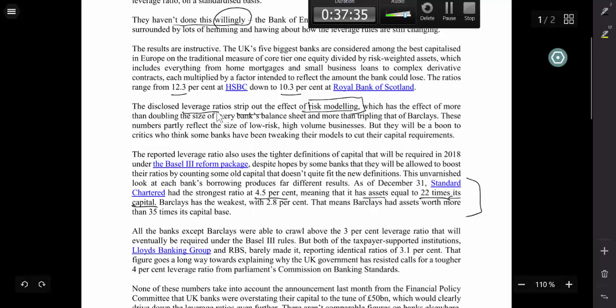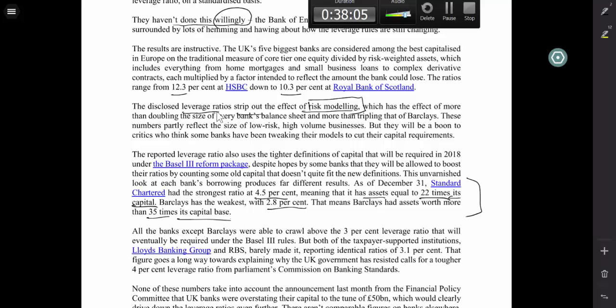Barclays had the weakest with 2.8. So that means Barclays was more than 35 times leverage. Okay, so they were well known for that. They were well known for being quite undercapitalized, which was also the reason you haven't heard a lot from Barclays in recent years, because they've just been so busy repairing their balance sheet.